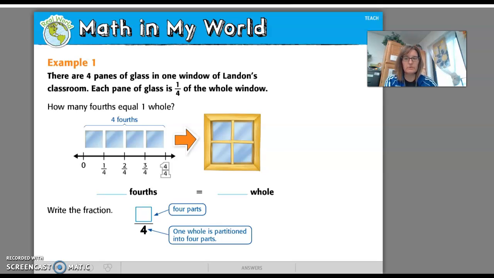There are 4 panes of glass in one window of Landon's classroom. Each pane of glass is a fourth of the whole window. So we have 1/4, 1/4, 1/4, 1/4, but all of them together make 4/4, and they will cover the whole window, one whole window. So that would look like 4/4 as a fraction.